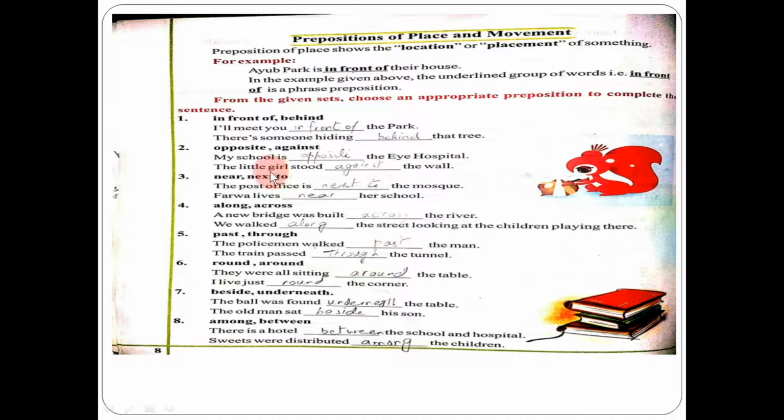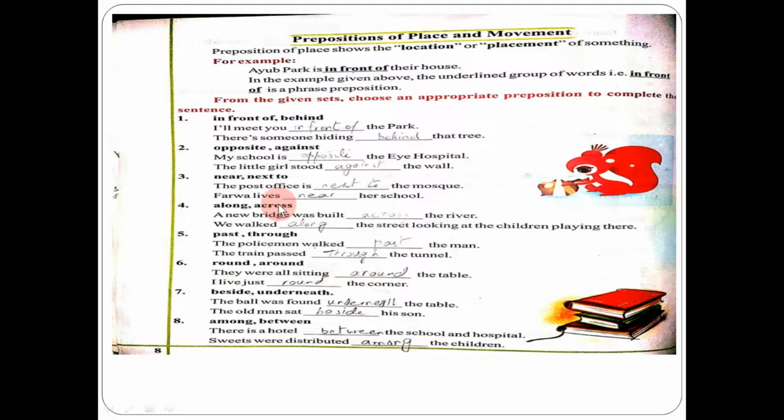Number 3, near and next to. And the sentences are given. The post office is blank the mosque. And what are you going to add? Next to. The post office is next to the mosque. And next is Farwa lives blank her school. Farwa lives near her school.